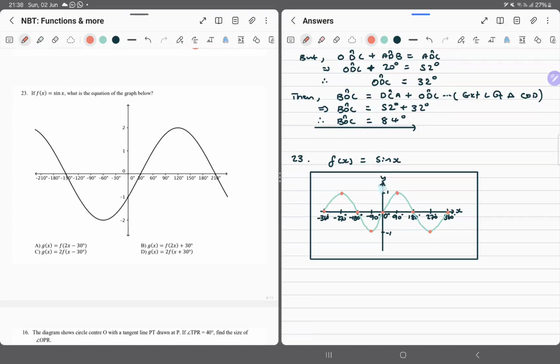So can you see the amplitude is at 1, period is 360, and that's it. Now we are told here, what is the equation of the graph below? Obviously keeping this one in mind. Okay, so this is our reference point.